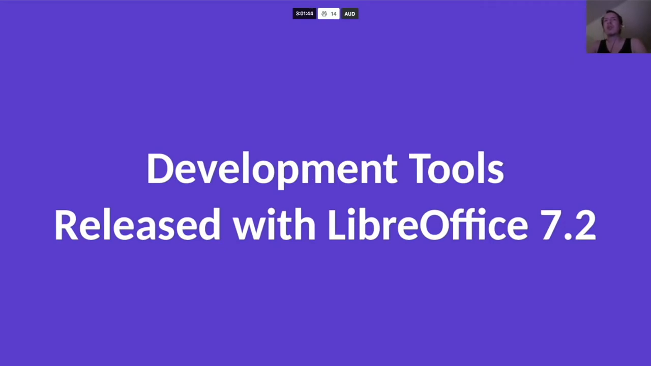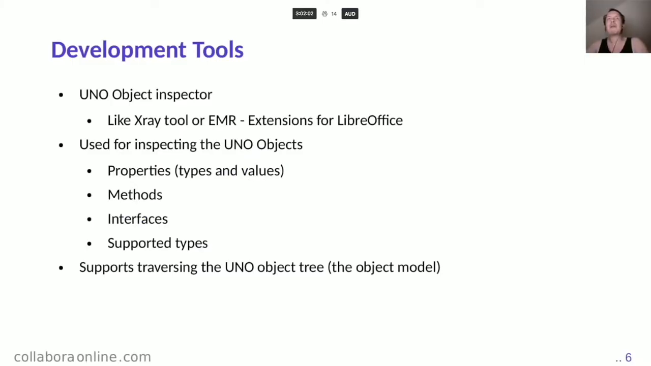The development tools, as the UNO object inspector is now called, were released with LibreOffice 7.2. This is the latest release and it can be freely used. So, about development tools, first let's talk about the UNO object inspector.